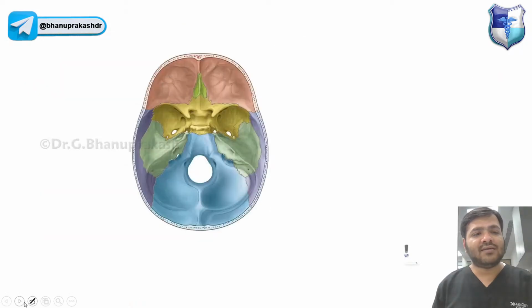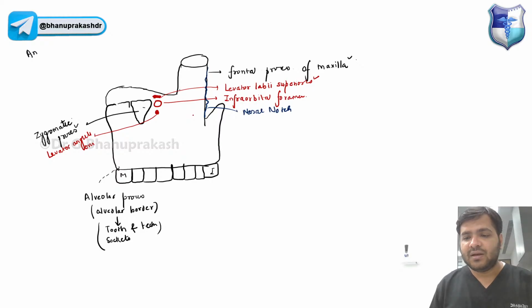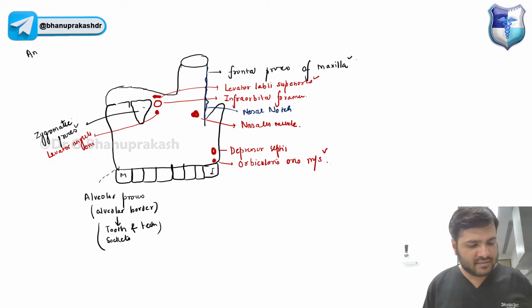So at the nasal notch, guys, there are one or two more muscles that you can remember as of now. We have the nasalis muscle just along this nasal notch. Below, we have two muscles over here, the depressor septi muscle, and just below, towards the alveolar margin, we have the orbicularis oris muscle.